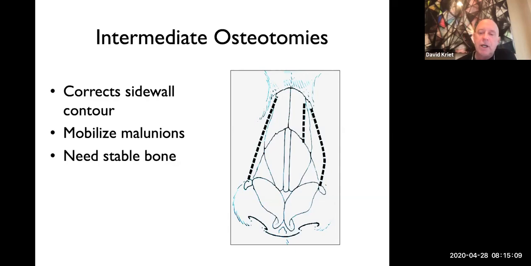But to do a medial osteotomy, you need stable bone. So what that means is you can do your medial osteotomy, then your intermediate, and then your lateral, or you can do your lateral, then your intermediate, then your medial, but you have to do this while you still have an attachment, either medial or lateral. And many times I'll do the intermediate before I do either osteotomy, then I'll do the subsequent osteotomies as I see fit.